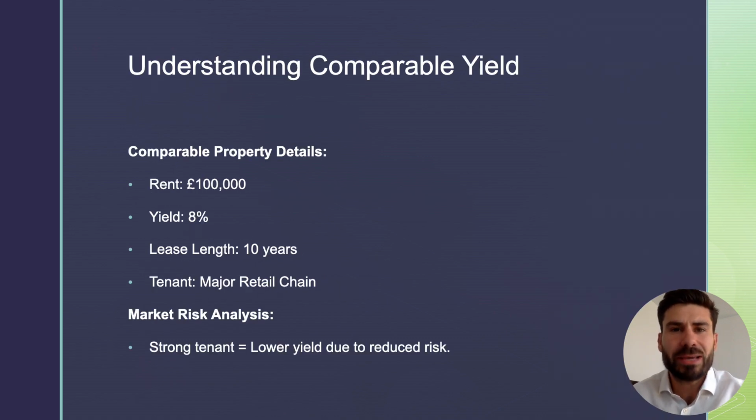So understanding the yield of a comparable property is crucial. In this case, the comparable property has a strong tenant covenant due to its long lease with a major retail chain. The 8% yield reflects the lower risk associated with this property. A strong tenant and a longer lease generally justifies a lower yield since they reduce the chance of vacancy and non-payment.